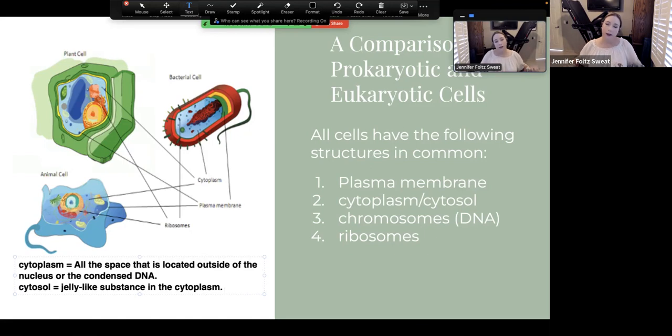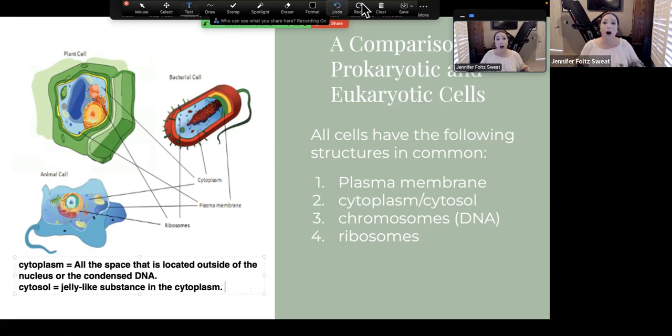So all cells, prokaryotes and eukaryotes, have a plasma membrane. That is a membrane that encircles the cell, and it is made of phospholipids. It lets certain molecules in and out and prevents others from flowing in and out. All cells have a cytoplasm filled with cytosol.